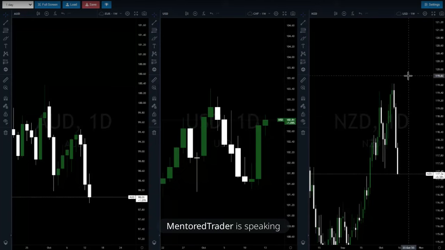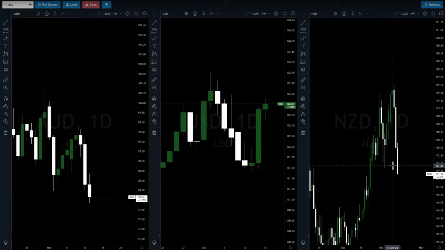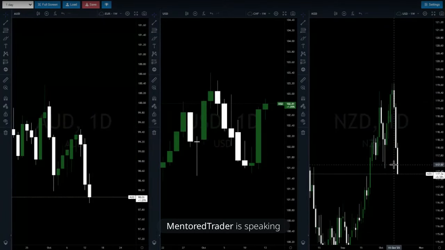I'm going to sell, because if the dollar is in an uptrend, consolidating, and we have the news, then I'm going to sell AUD USD. I'm also going to sell NZD USD. On Thursday, CPI.